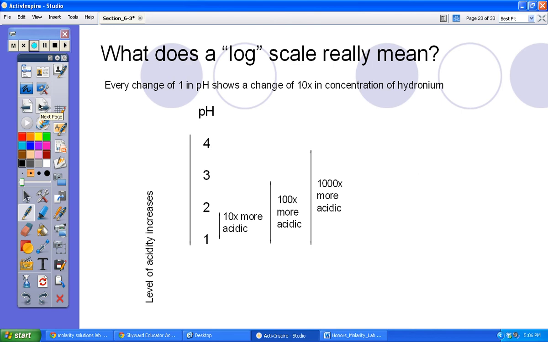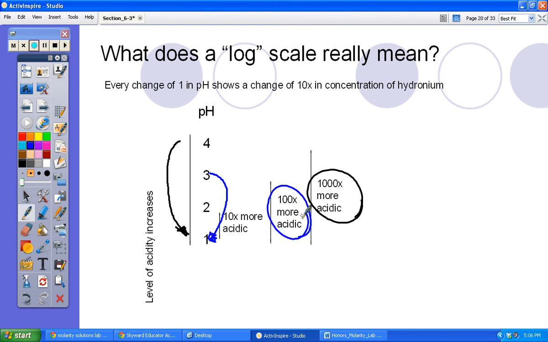Now, what does the log scale mean? One important factor is that if it's a pH 4 to pH 1, then it's 1,000 times more acidic. If you go from pH 3 to pH 1, it's 100 times more acidic. And if you go from pH 2 to pH 1, then it's only 10 times more acidic. So for every step you take, it's a factor of 10. That's what the base 10 scale means, the logarithm base 10 equation means.